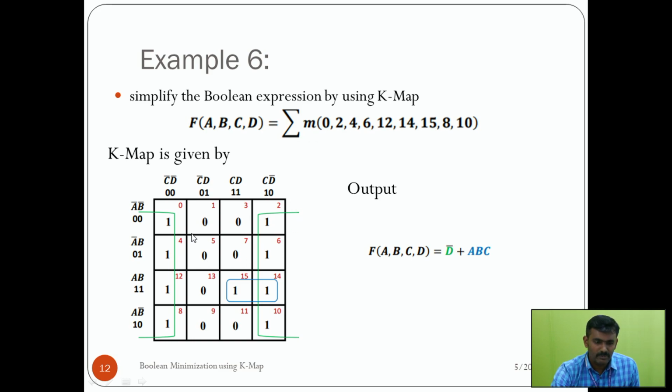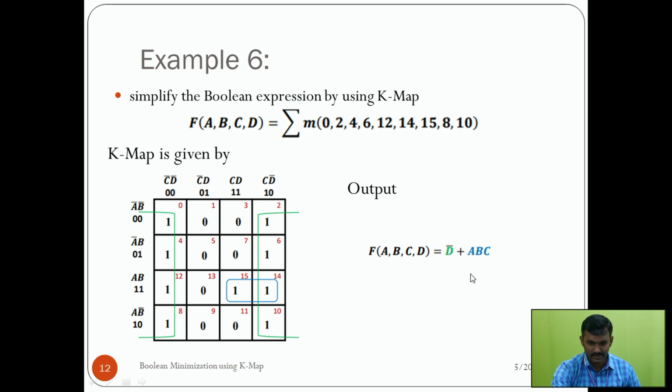In columns also, it is mapping 2 columns. Therefore, it covers the first column and the second column. Therefore, C bar D bar and C D bar. First column belongs to C bar D bar and C D bar, in which D bar is the only common one. What about C? C is different, C and C bar. Therefore, we are omitting C and C bar. Only we are taking D bar. Common variable alone we can take.